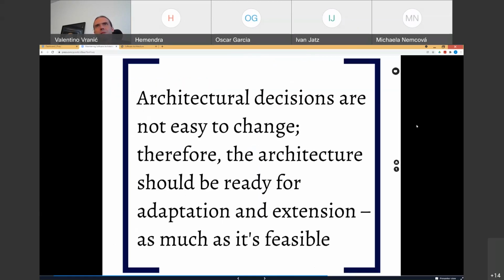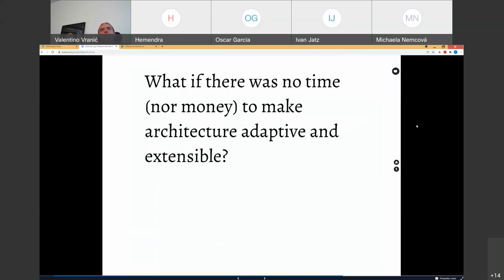So to recap this part, I would say that architectural decisions are not easy to change. Therefore, the architecture should be ready for adaptation and extension as much as is feasible. It's never possible to have it fully adaptable and extendable, just like that. But if you do not, I already indicated that these patterns that I mentioned, like visitor, could be applied afterwards.